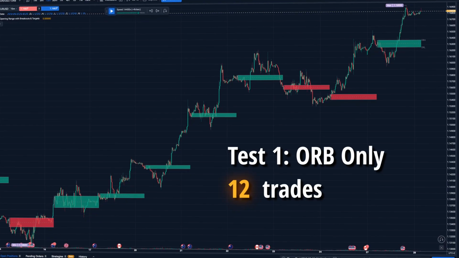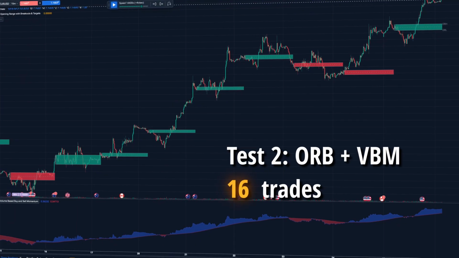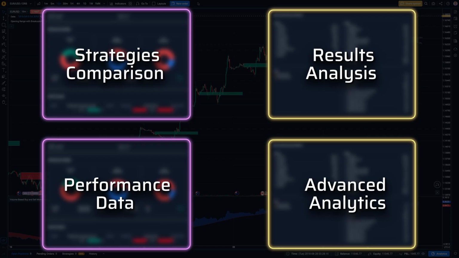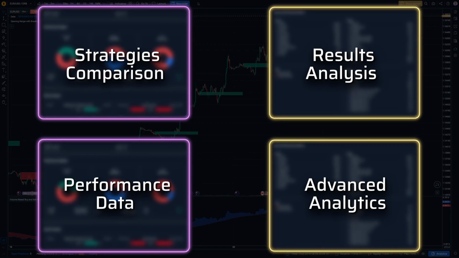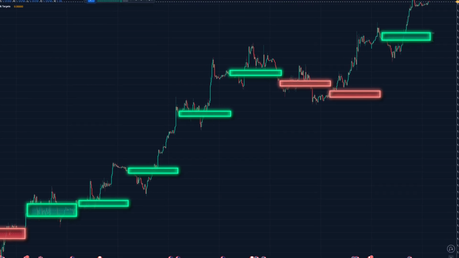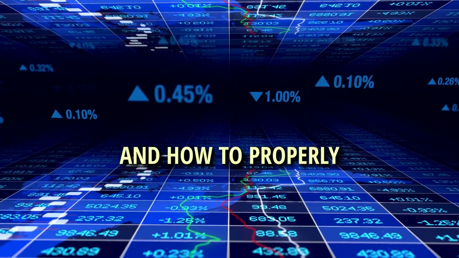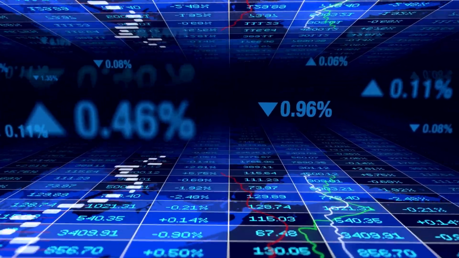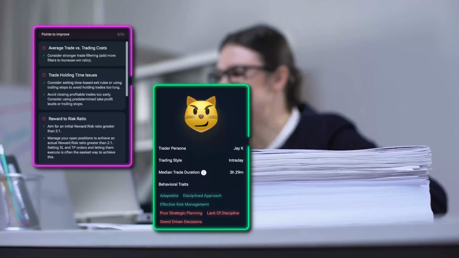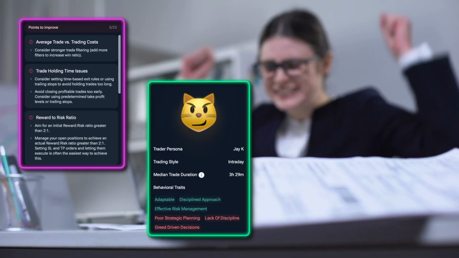We'll run 100 trades to test how the ORB indicator performs alone, then another 100 with added volume-based buy and sell momentum. Then we'll analyze the performance data and walk through some extra analytics features in detail. The goal is to show you how the ORB indicator performs in isolation versus with volume confirmation, and how to properly evaluate backtesting results, understanding what the metrics actually mean for live trading. We'll also examine behavioral analysis features that can help identify psychological trading patterns.